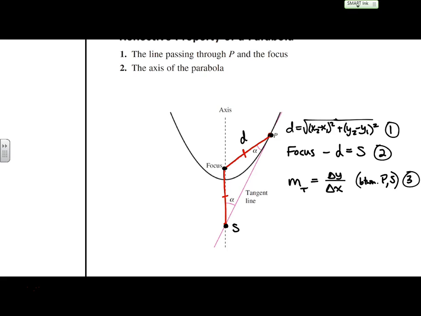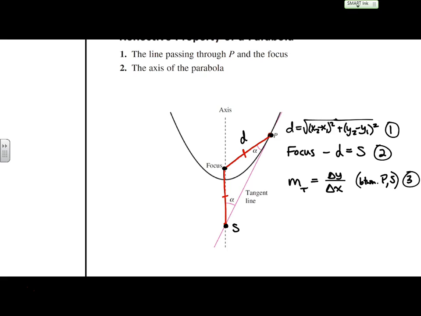Ready, set? Steps 1, 2, and 3. Step 1, find the distance between the focus and the point on the parabola. Step 2, figure out whether to subtract that from the x or the y to get the other point on the tangent line, and then find the slope as you would between any two points, although these are not random at all.